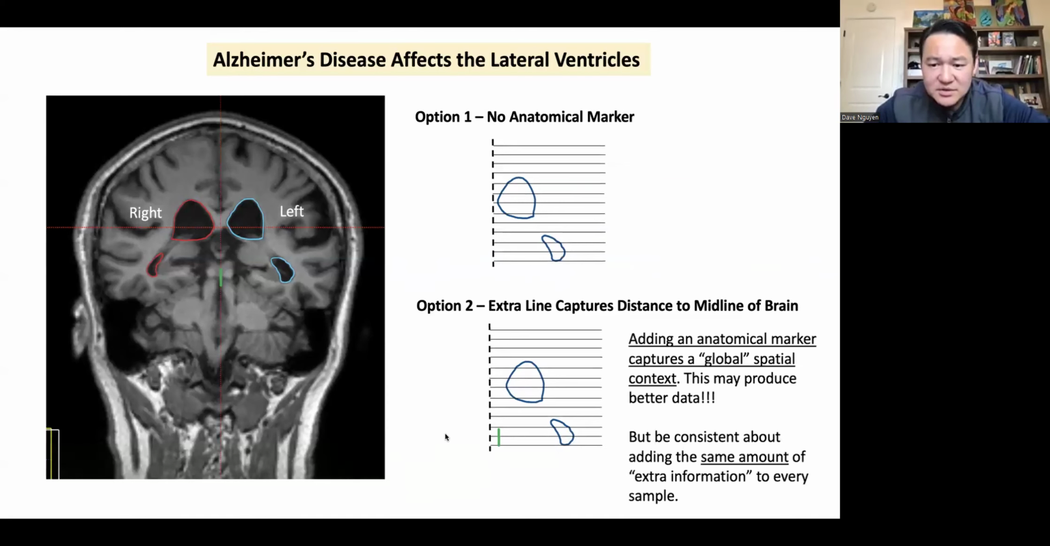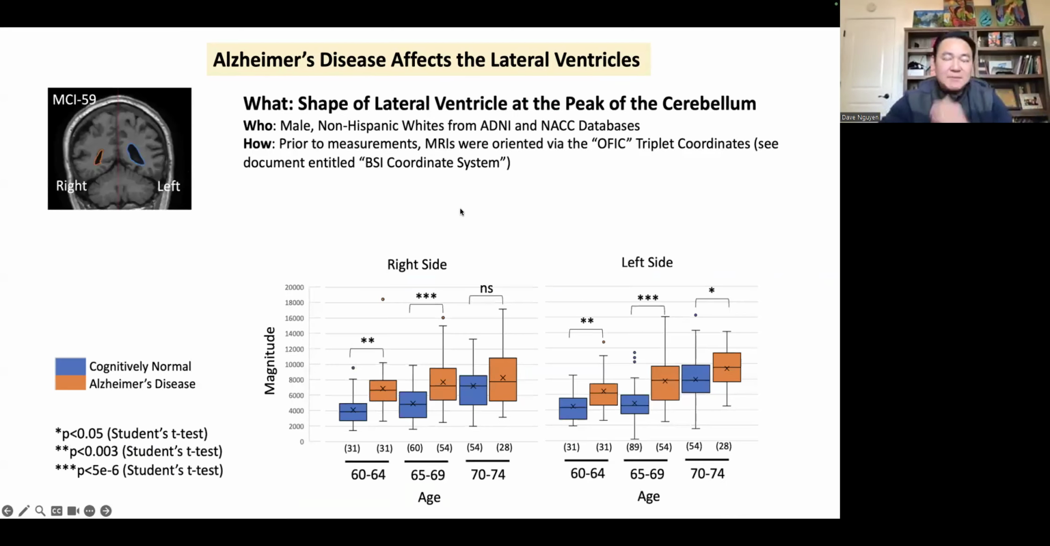Okay, and so here it's just to point out that, yes, we added an anatomical marker to capture the midline, but we have to add the same amount of information to every single sample to be consistent across all samples. And here's an example of what we found. In this case, we measured the shape of the lateral ventricles in this particular slice of the brain. As you can see, in blue are cognitively normal patients, and in orange are people with Alzheimer's. We found differences in every half decade of life in our study group.